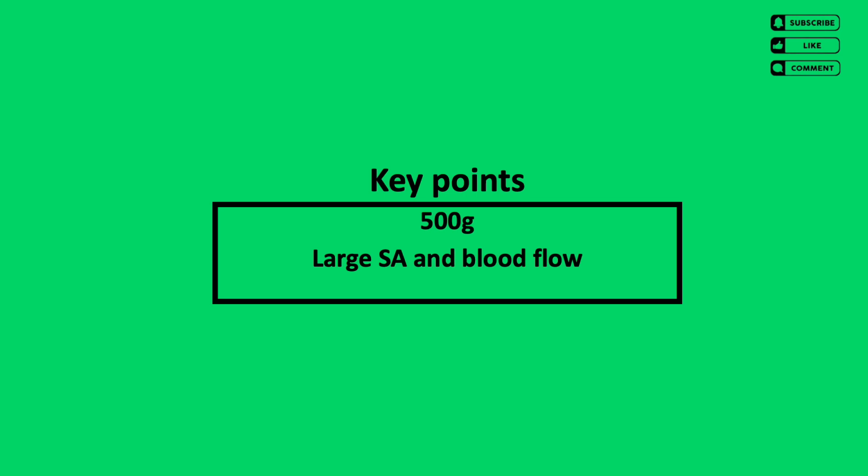It weighs approximately 500 grams, has a large surface area of approximately 15 meters squared, a diameter of 20 centimeters, and is relatively thin at 3 centimeters. It has a significant blood flow during pregnancy. This video will cover a range of topics including placental function, physiology, anatomy, and anaesthetic considerations.